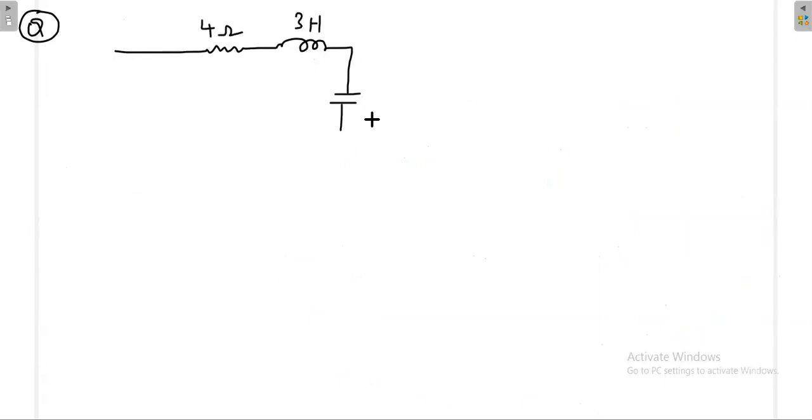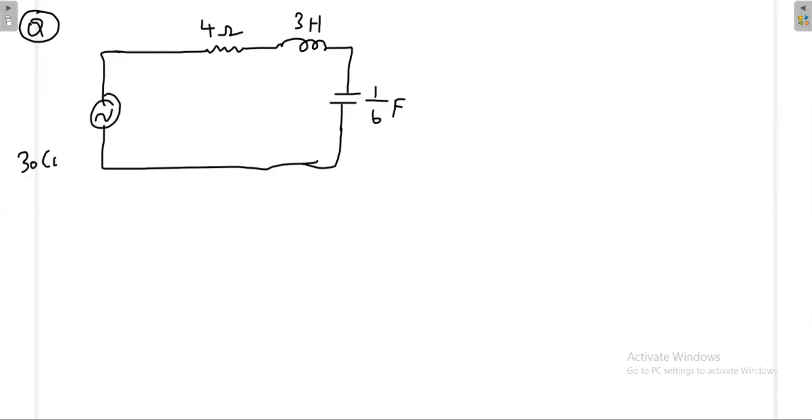Okay, next I will take one bigger problem. If the question is like this, it is based on a series RLC circuit, where this value is 4 ohm, this value is 3 Henry, and this is 1/6 Farad. And then the voltage applied here is 30 cos 2t. Now also the frequency is 2t only.